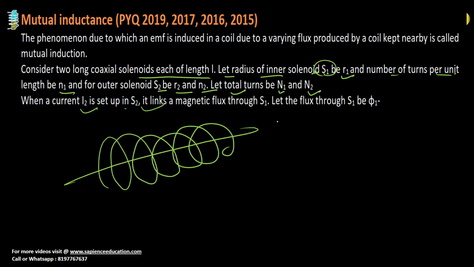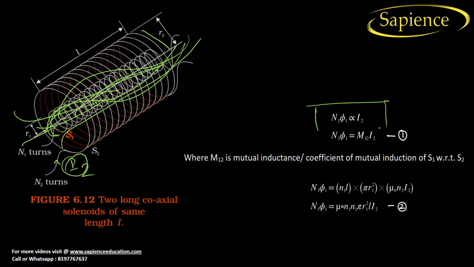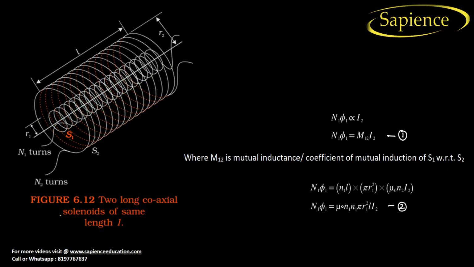So what will happen? When I2 is set up, it links a magnetic flux through S1. Let the flux through S1 be phi 1. So when you pass a current, it will link a magnetic flux to the inside coil, right? So from here we can say that N1 phi 1 is proportional to I2, and N1 phi 1 is equal to M12 into I2, where M12 is the mutual inductance, or coefficient of mutual inductance, of S1 with respect to S2, and it can be found with the help of geometry.